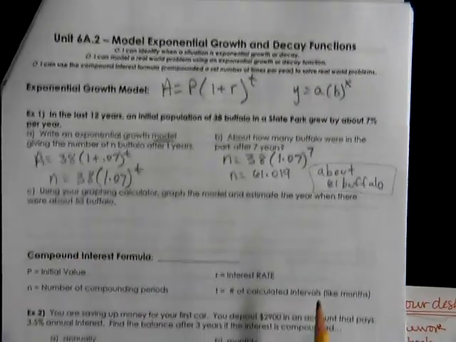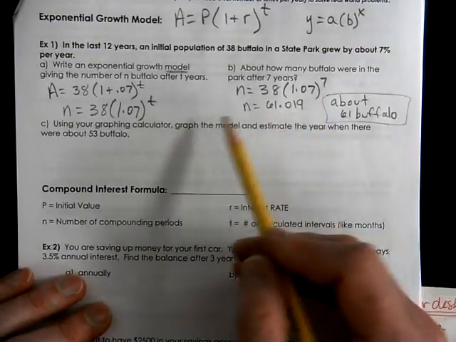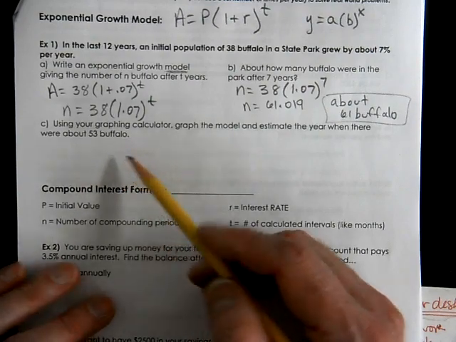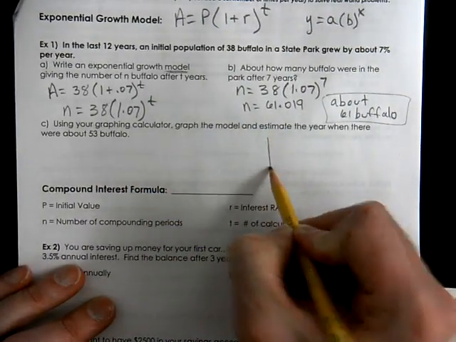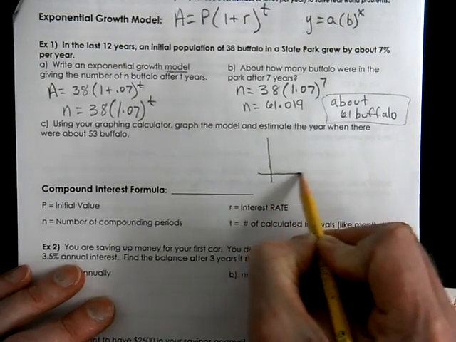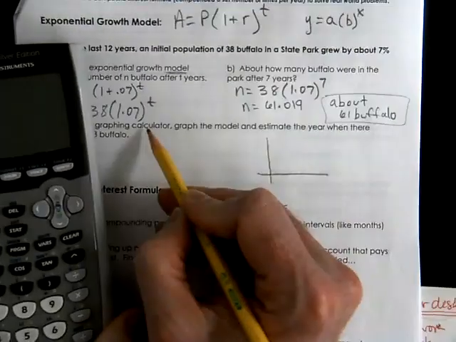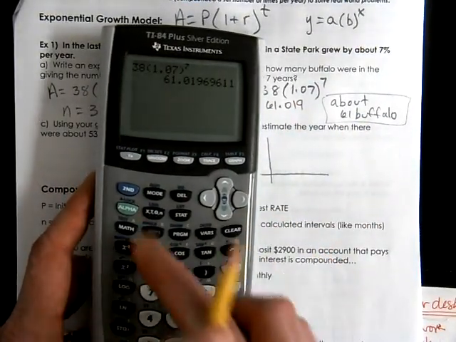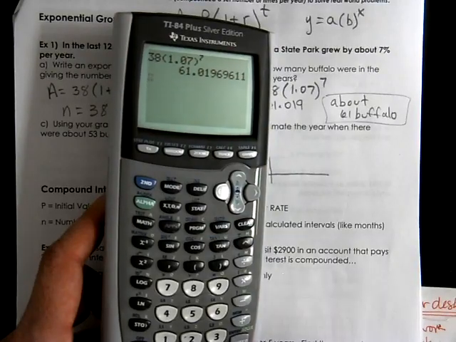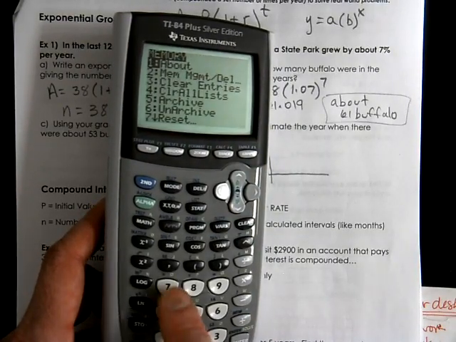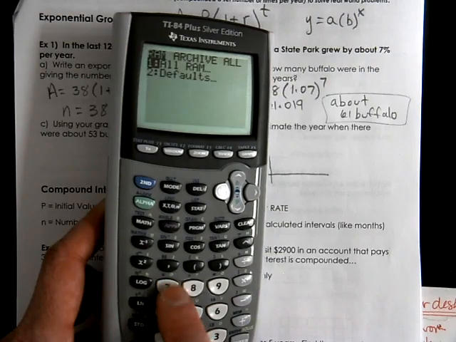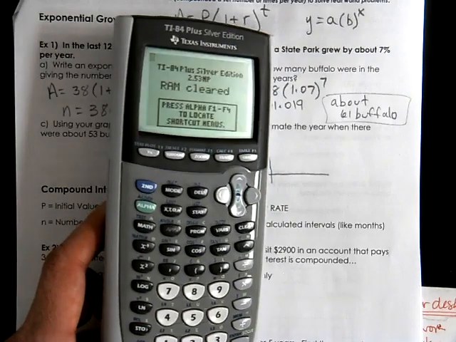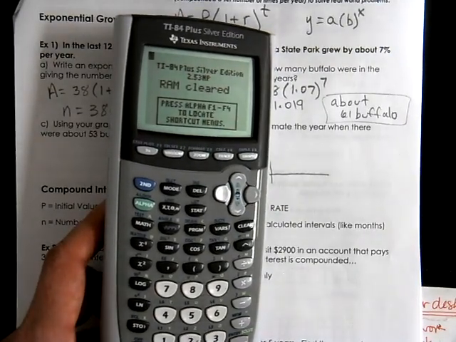So using our graphing calculator, we can find out at what year would we have 53 buffalo. So we're going to make a graph out of this, but let's go to our graphing calculator. It says that we would use that. I would suggest to do second plus 7 to reset, 1, 2, so we're all at the same spot. We don't have to worry about our windows or what we've typed in. It all clears it out.